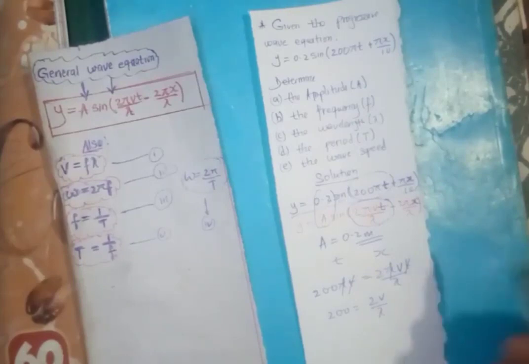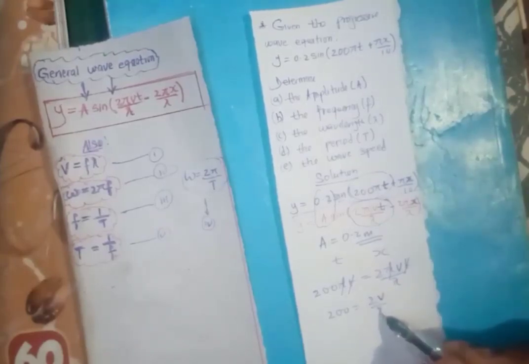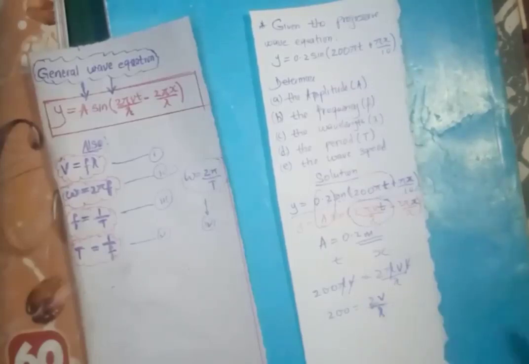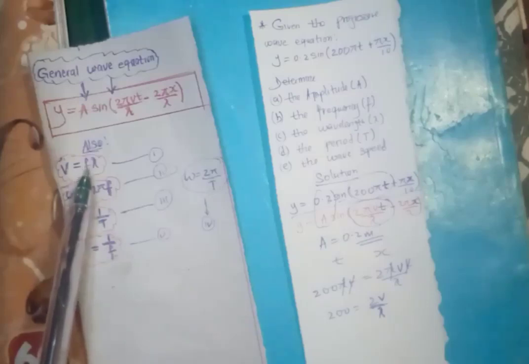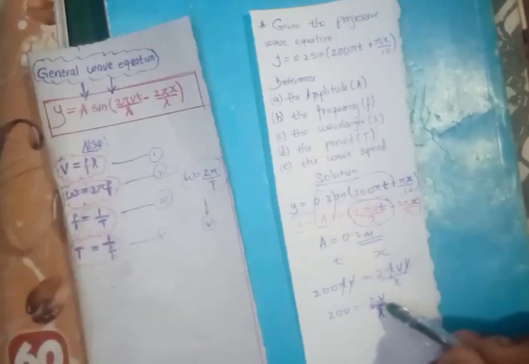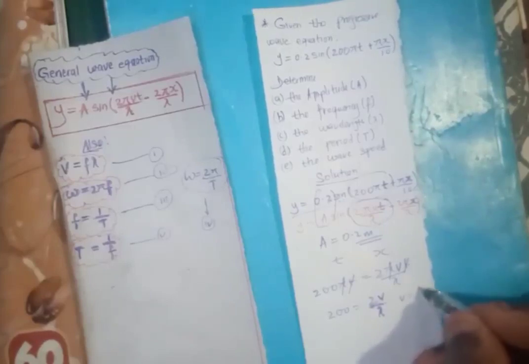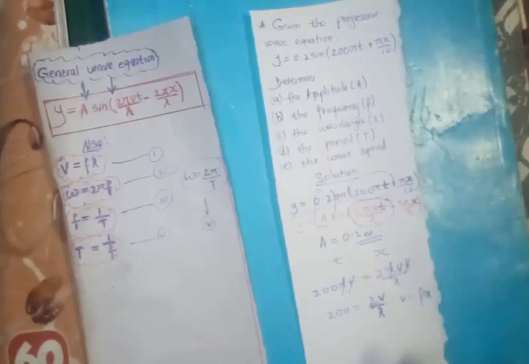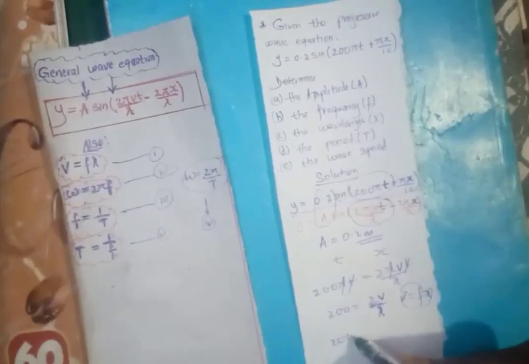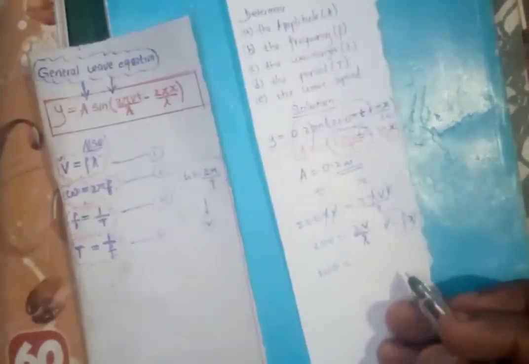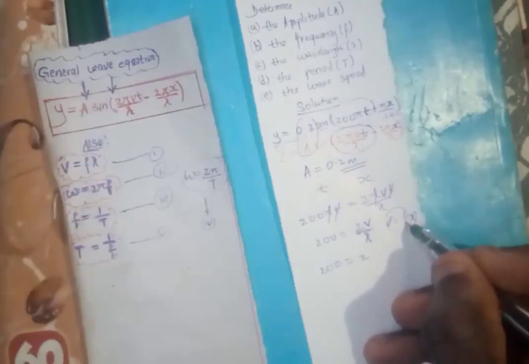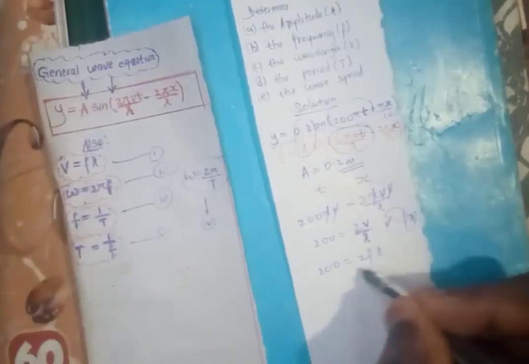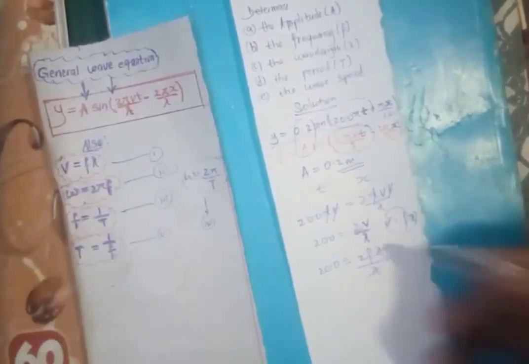We can only find a value from a given equation. Therefore, this equation is not enough to give us our solution. Now, if you look here, you will see that v is given by frequency times lambda. We can therefore replace v with f lambda. If you do that, we have 200 is equal to 2 f lambda over lambda, and you can see lambda will cancel out lambda.